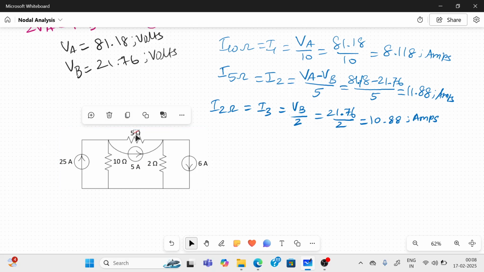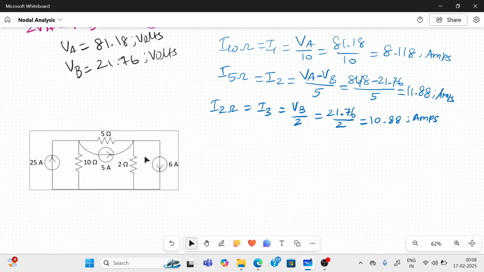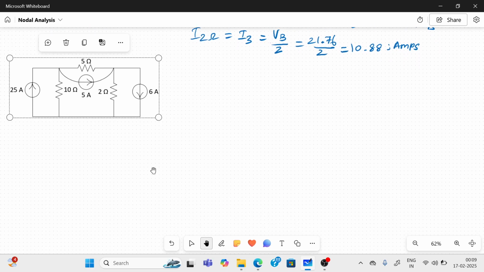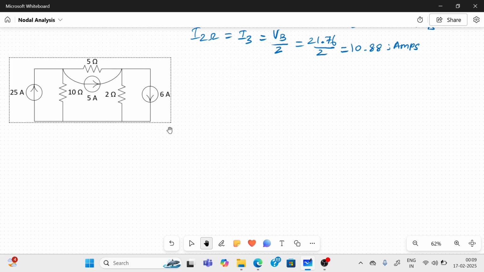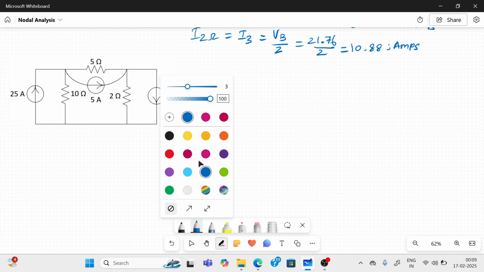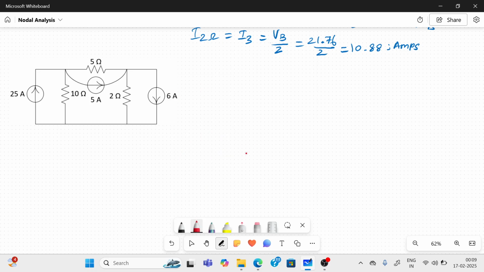We'll take the circuit. From this circuit, we are going to solve by matrix method. Same problem we can also solve by matrix method. Again, identify the nodes. We already identified the nodes. This is node A. Voltage for node A is VA. This is node B. We identified the voltage for it as VB, and the ground node.